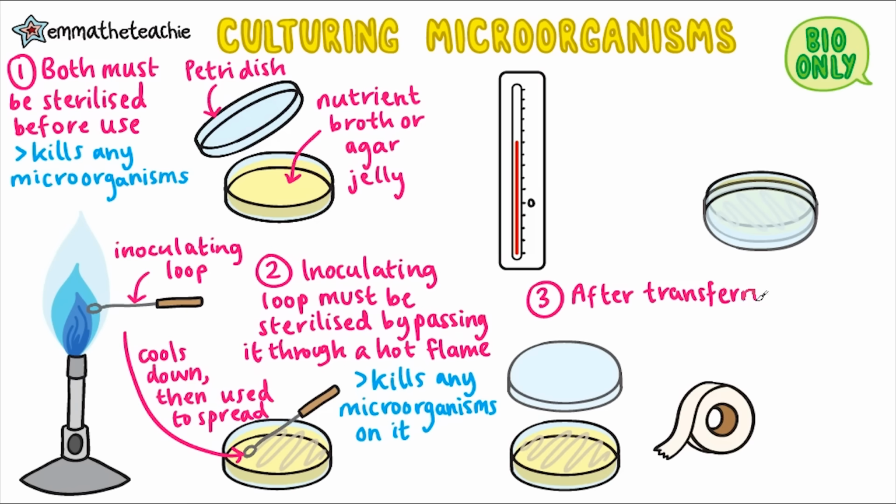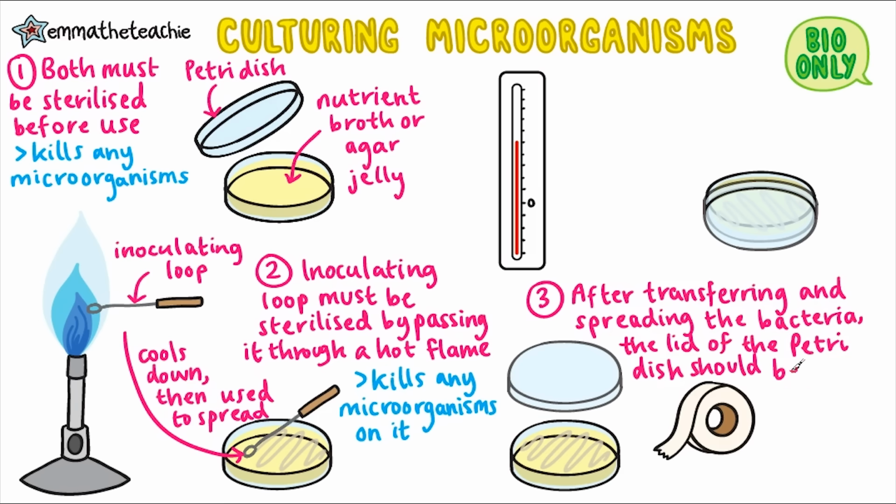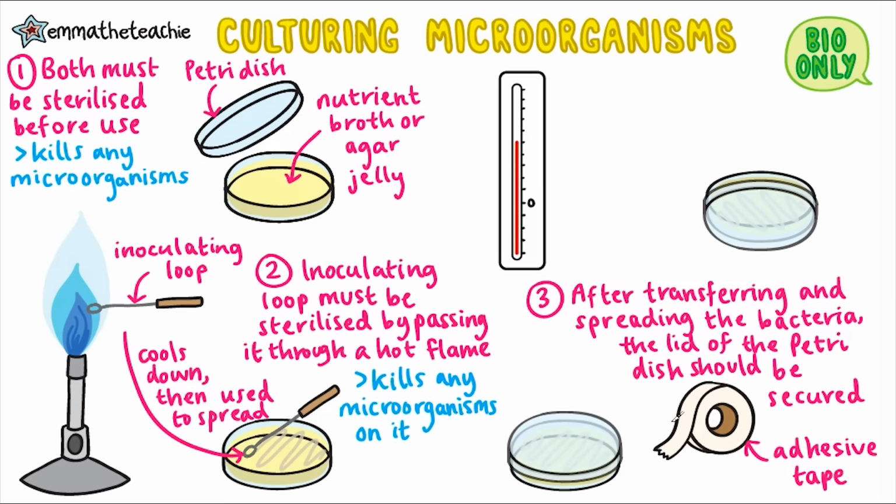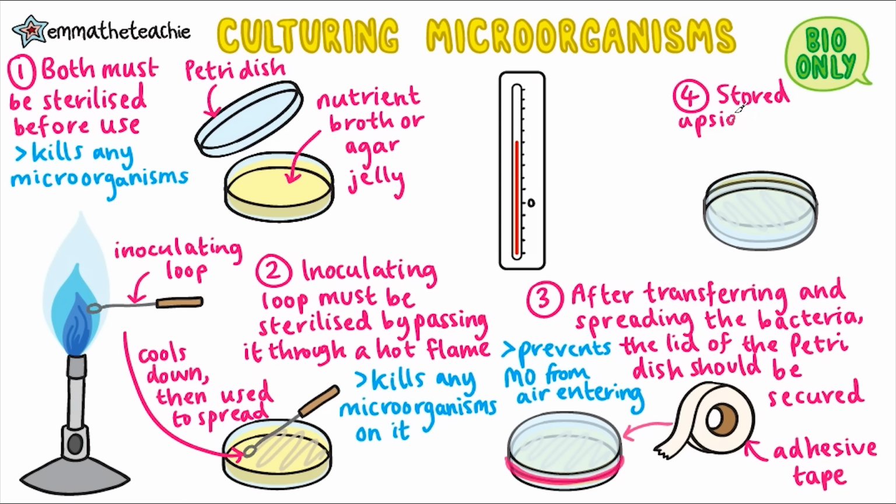After transferring and spreading the bacteria, the lid of the petri dish should be secured lightly with adhesive tape. This is important as it prevents any microorganisms that are in the air from entering your petri dish and culture. The petri dish is then stored upside down. This looks odd, but it stops any drops of condensation forming on the lid and dropping down onto the agar surface, which could damage or prevent growth of the bacterial cultures.